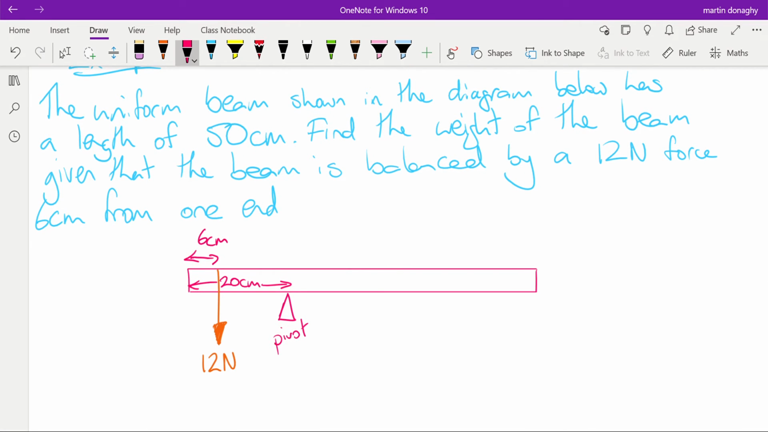Okay, let's look at this example then of a beam that is not pivoted at its midpoint. So you can see here, the question tells us that the beam is 50 centimeters long, and that's not on our diagram. So the first thing I would do would be to add that and say, okay, this is 50 centimeters long. I should put that in the middle.